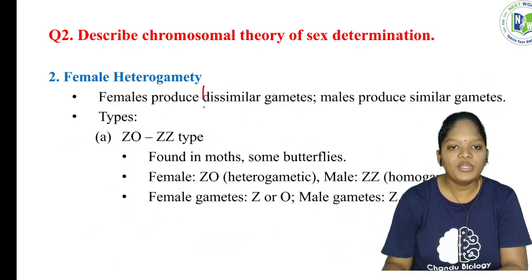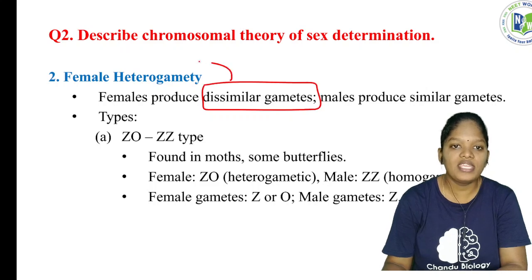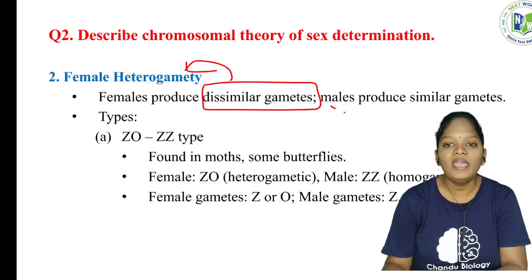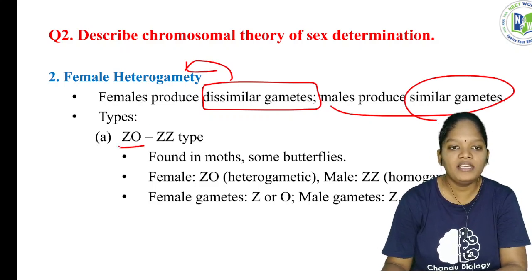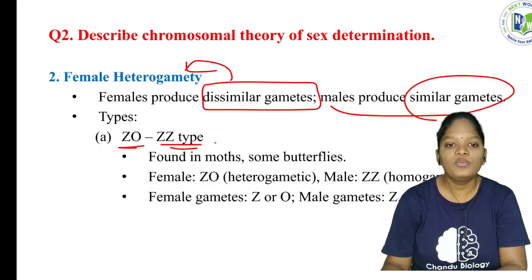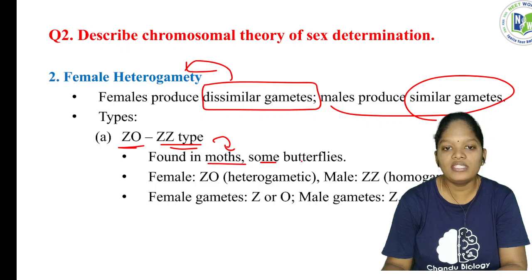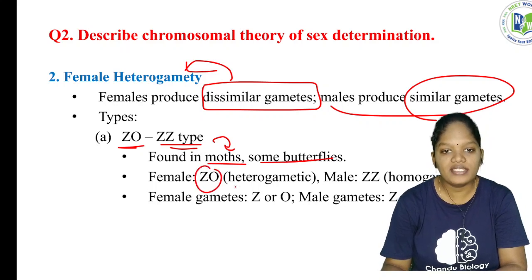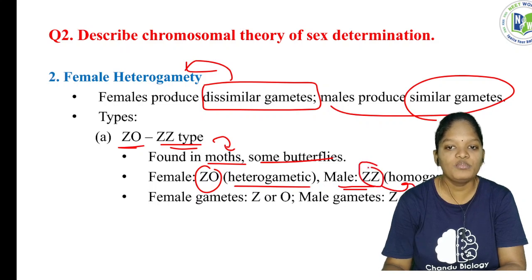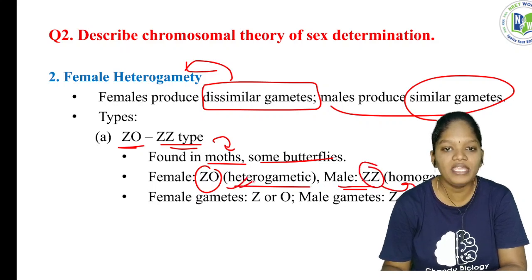Now, female heterogamety. As the females are producing dissimilar gametes, we say this is female heterogamety, and males are producing similar gametes. The first type will be the ZO and ZZ type. In which insects can we see this type of heterogamety? In moths and some butterflies, and also the domestic chicken. ZO is considered heterogametic, and ZZ is considered homogametic. Why? Because both are similar gametes. Here it will be different.